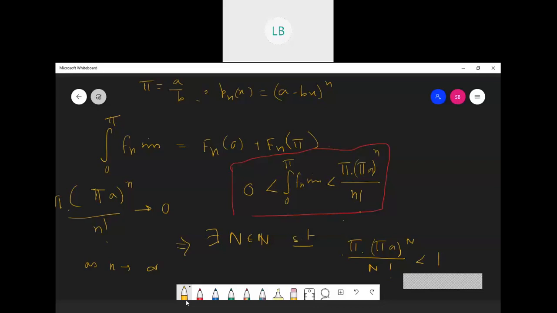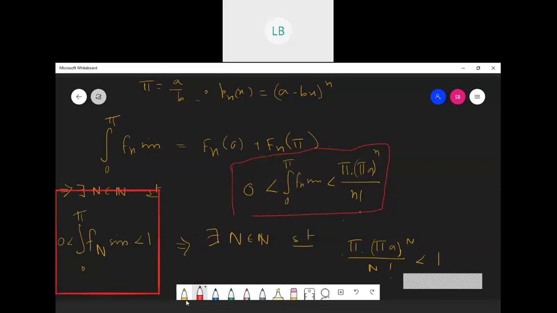So now from here, what we can say is, there exists a capital N in natural numbers such that, so here that small n can be represented as capital Fn, and the integral of capital Fn times sine from 0 to pi is less than 1 and greater than 0. Right? So this is our biggest confusion. We'll use this confusion, and make sure you have written this down. Okay, we got a capital N such that the integral of f capital N times sine from 0 to pi is less than 1 and greater than 0.